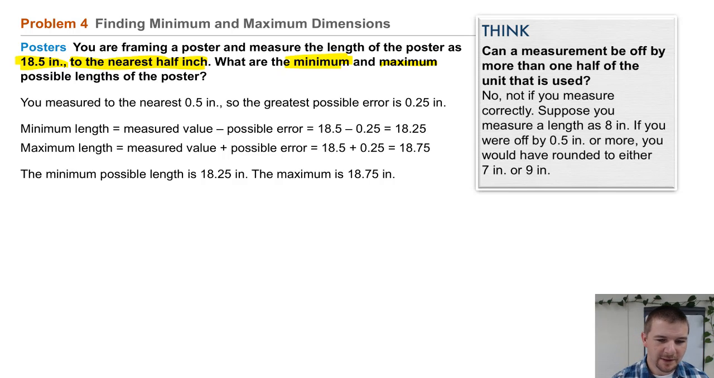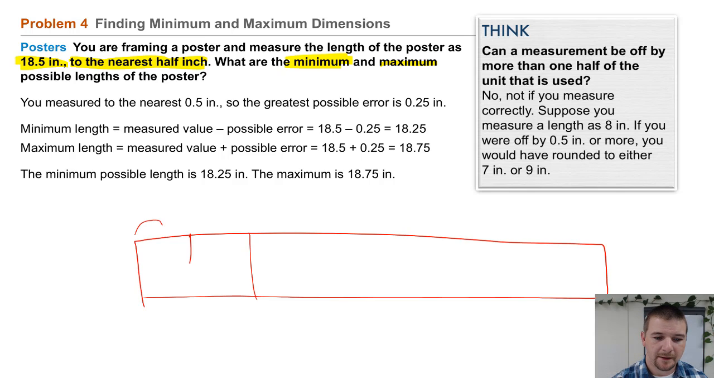Make sure you take a moment to understand that. Because if your measurement happens to be on the right-hand side of this particular quarter inch, then you would round up to this 1/2 inch. If it's on the left-hand side, you would round down to this 1/2 inch. So again, the greatest possible error is 0.25 inches.